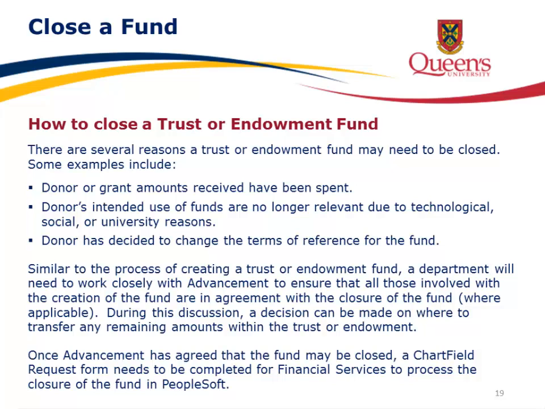Similar to the process of creating a trust or endowment fund, a department will need to work closely with Advancement to ensure that all those involved with the creation of the fund are in agreement with the closure of the fund, where applicable. During this discussion, a decision can be made on where to transfer any remaining amounts within the trust or endowment. Once Advancement has agreed that the fund may be closed, a chart-field request form needs to be completed for Financial Services to process the closure of the fund in PeopleSoft.